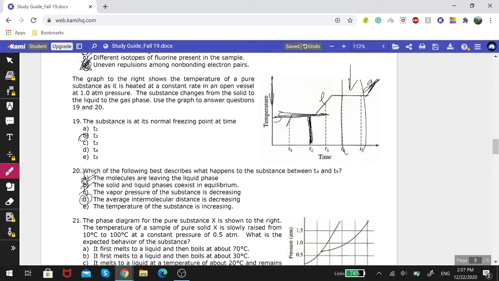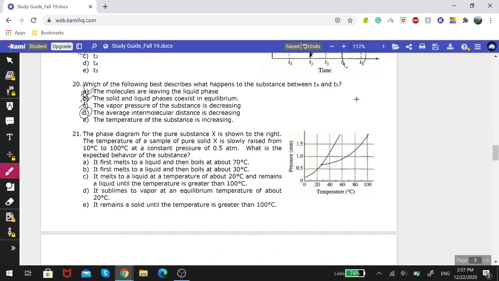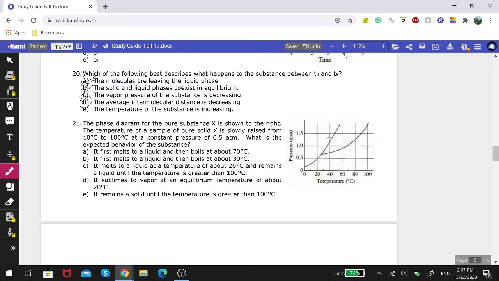Now, the temperature of the substance is increasing. That is wrong because, as we can see, this is temperature and this is a straight line that does not change. The phase diagram of the pure element X is shown to the right. The temperature of the sample is raised from this to this. What is the expected behavior of the substance?